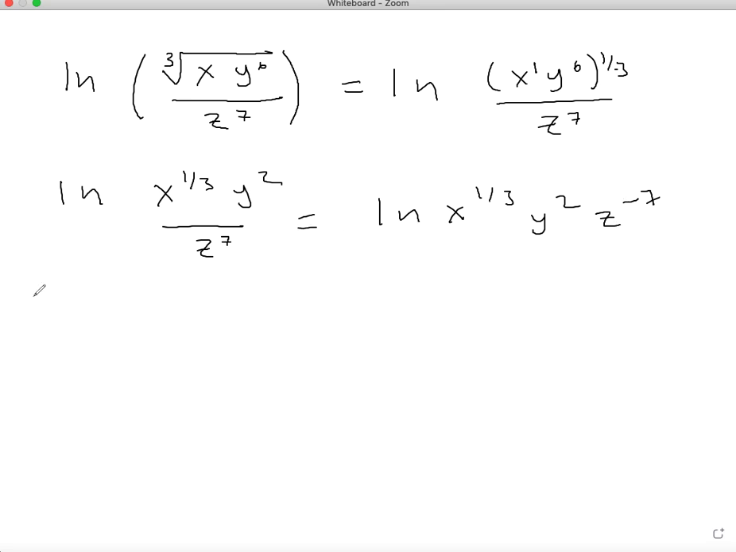So expanding this, we're going to get 1/3 natural log of x, and then it'll be plus 2 ln y, and then minus 7 ln z. And again, you don't have to write all that out. Just realize that if it's from the denominator, it's got to be a negative, because it's from the denominator, essentially.